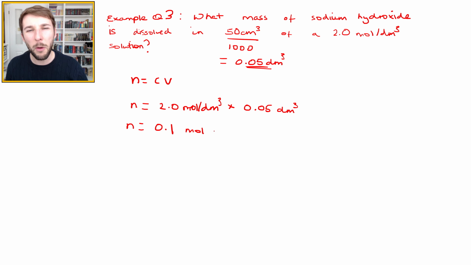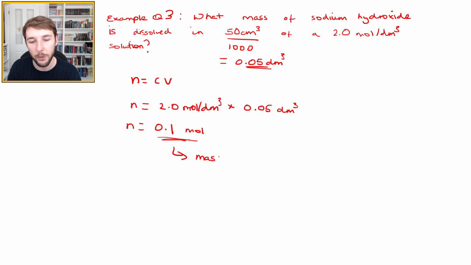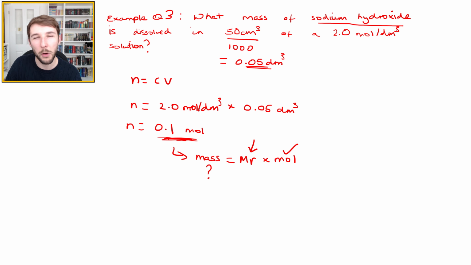Okay, so now I've got the number of moles, I can actually use that to work out the mass dissolved in that volume by using the mass equals Mr times moles equation. So mass equals relative formula mass times the number of moles, and I have the moles here, and I'm trying to work out the mass, so clearly I'm going to need the Mr. Well, I know the name of the substance, so therefore I've got to work out its formula.